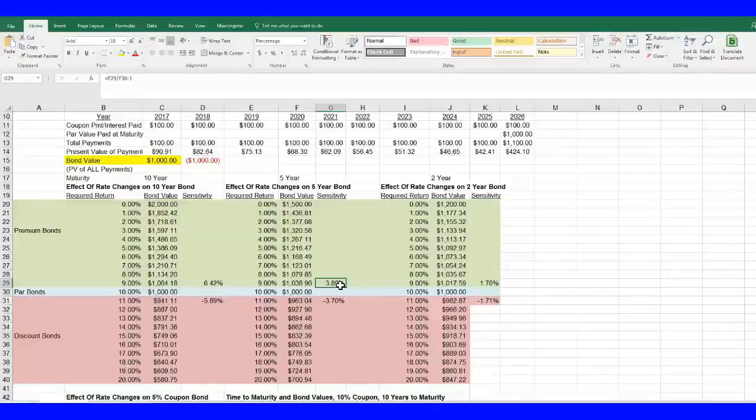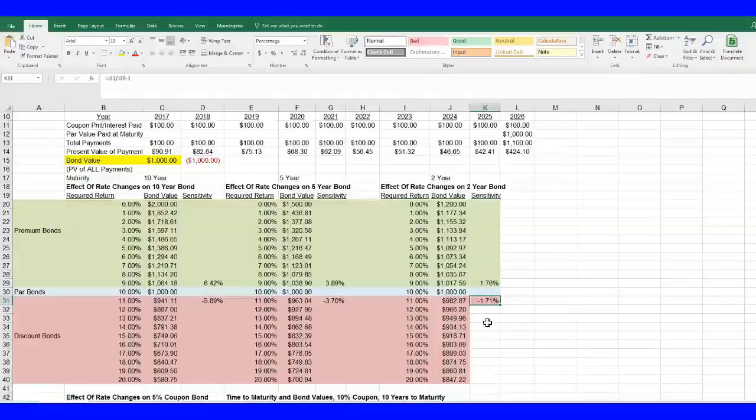3.89%. So a 1% decrease in required returns resulted in a 3.89% increase in the bond value for a 5-year bond, and a 6.42% increase in the value for the 10-year bond. And when we look at the effects of a 1% increase in the required rate of return, we see that the value of the 2-year bond only falls by 1.71%.